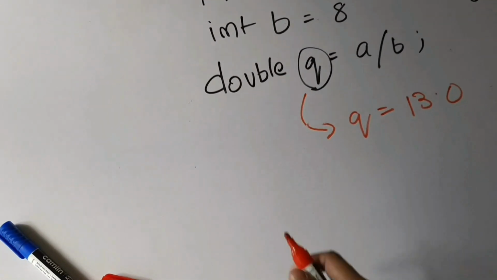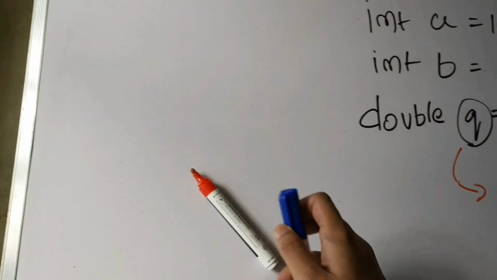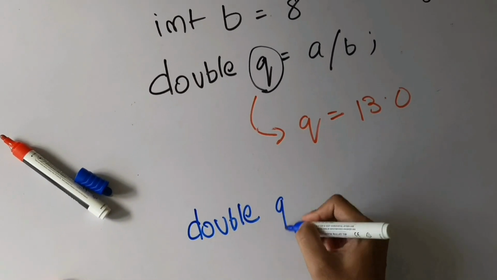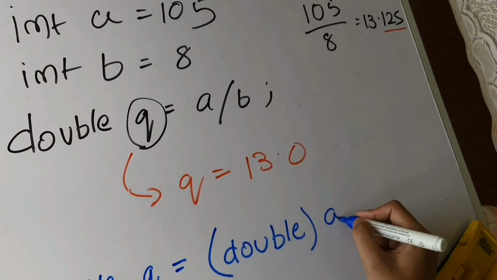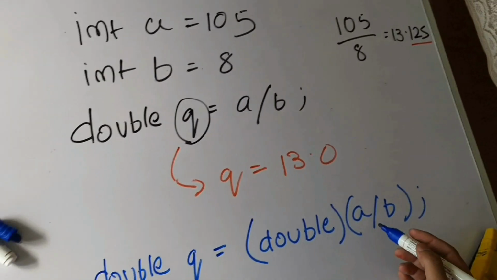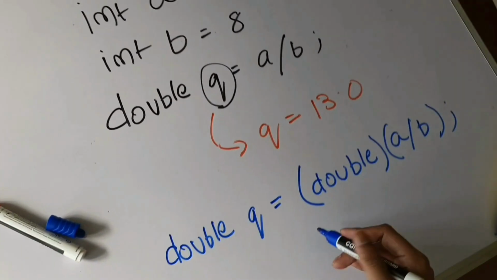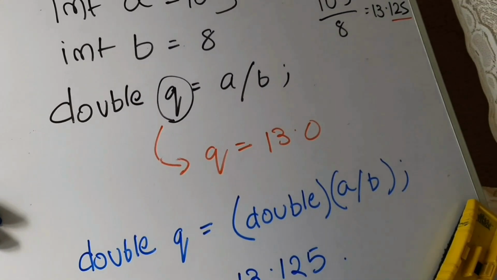So what we need to do to prevent this is we need to externally typecast this part. I'm giving it the correct version. Double q should be equal to double a by b. Now what happens here is this a by b is converted to double first and then it is put in double q. So now q stores the accurate amount 13.125. This was one of the most silly mistakes new programmers tend to make in programs.